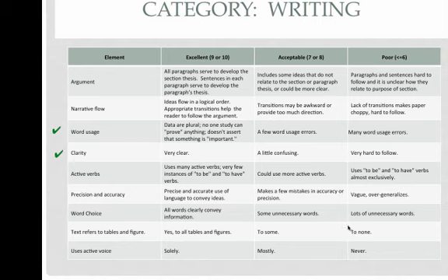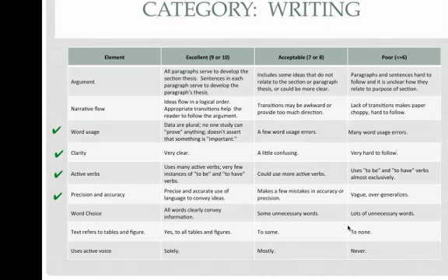All right, we talked about clarity. It just has to be clear. Active voice uses many active verbs, very few instances of to be and to have. You can't eliminate them completely. Sometimes you have to be or to have, but try when you can to use an active verb.